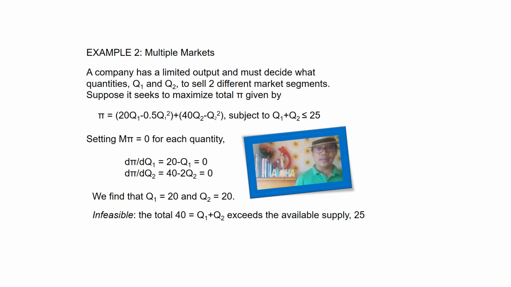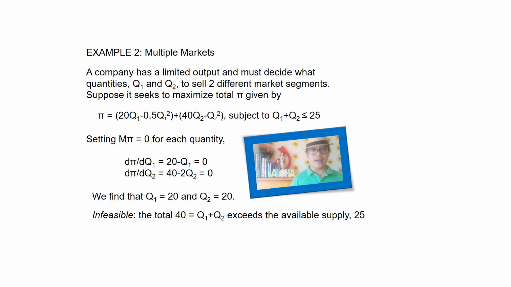Example 2 for constrained optimization. Multiple markets. A company has a limited output and must decide what quantities q1 and q2 to sell to different market segments. Suppose it seeks to maximize total profit given by the following profit function, which is equal to 20q1 minus 0.5q1 squared plus 40q2 minus q2 squared, subject to q1 plus q2 less than or equal to 25.